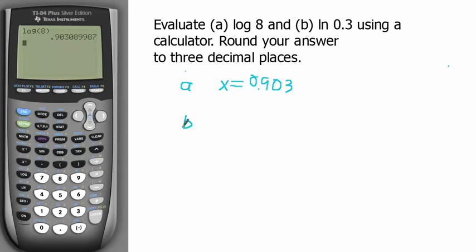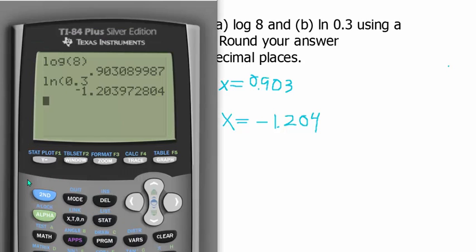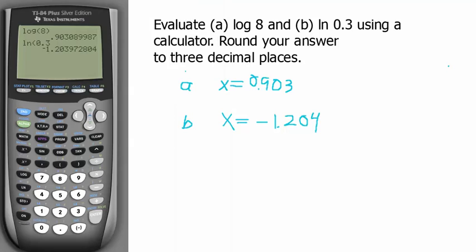Then for b, ln is a different button. ln is here, and that's going to be a 0.3, and that is negative 1.2039 becomes 4. So evaluating and rounding, these are the 2 buttons we're looking for. What you will notice is log doesn't give you the opportunity to put a base in. So the calculator has some limits.